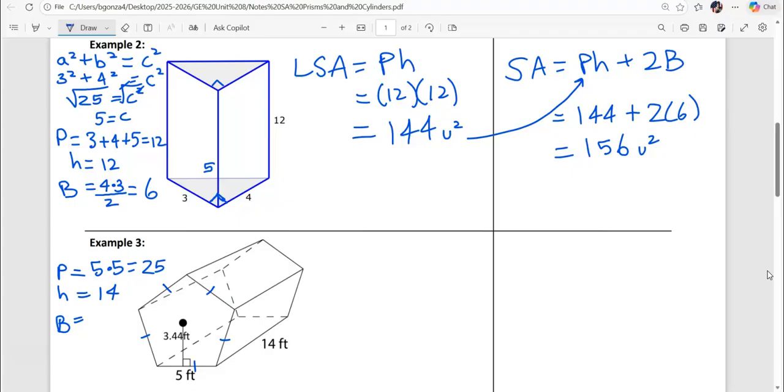If you don't remember what little a is, let me show you. The little a is from the center to a midpoint right here. It's called the apothem. So big B is apothem times perimeter divided by 2 for a polygon. So apothem is 3.44.